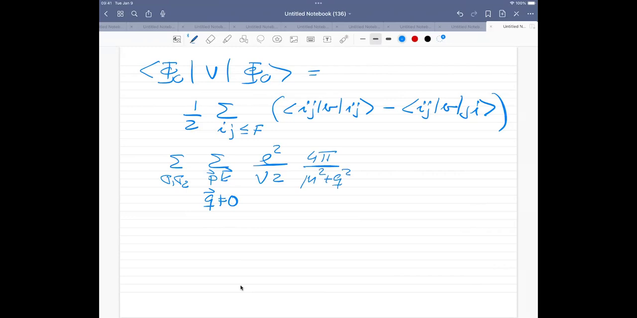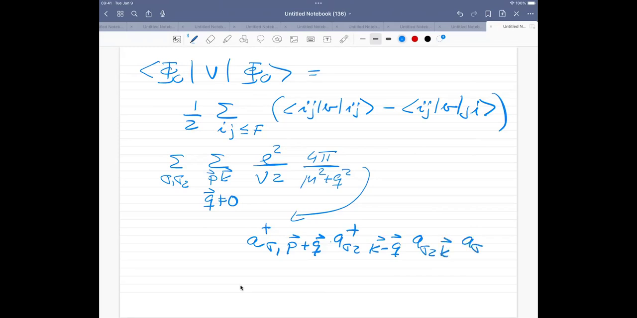But then we have the creation and annihilation operators. So let's look a little bit closer at these, because we have an a of sigma 1 dagger, and then we have a P plus Q, and then we have an a of sigma 2, and then we have a K minus Q here, and then I have an a of sigma 2 of K, and then an a of sigma 1 of P.